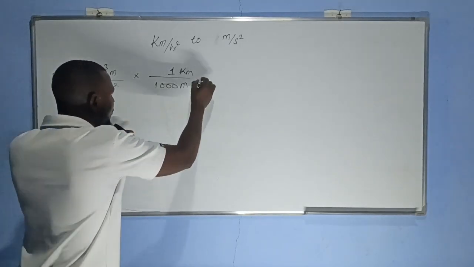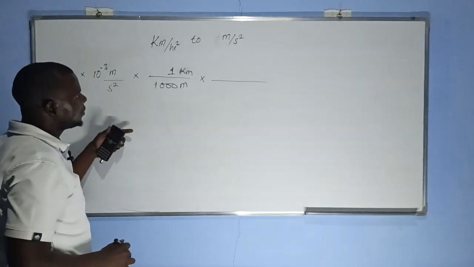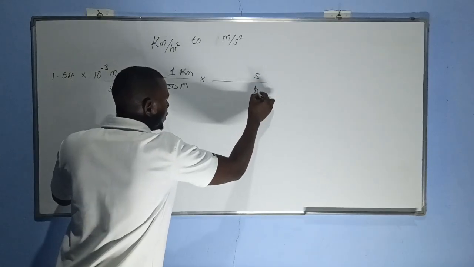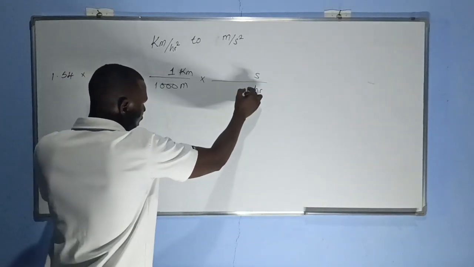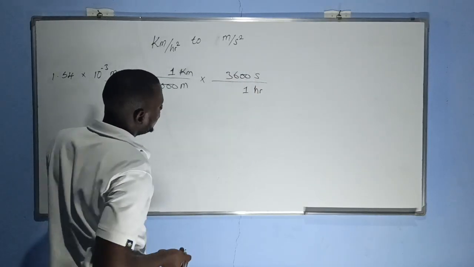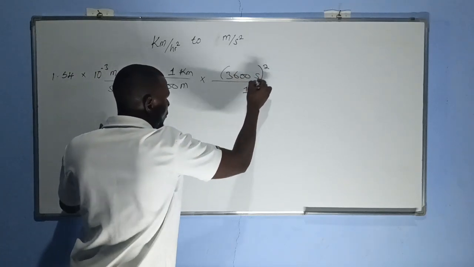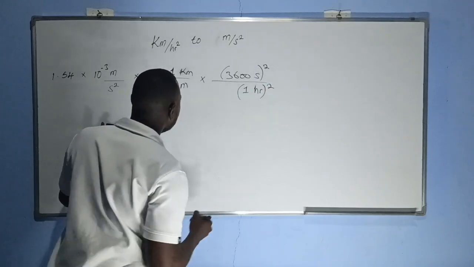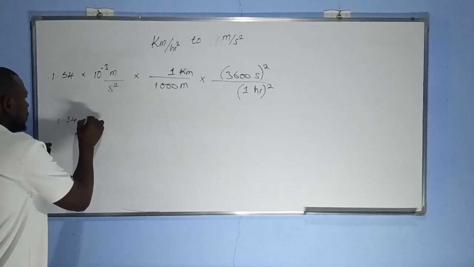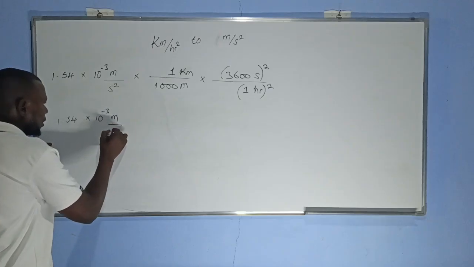On the other hand, we'll say we are now converting from square seconds to square hours. Again, we're going to use seconds and hours. We'll say again 1 hour is equal to 3,600 seconds, like that. In order to get our square seconds, we're going to square the whole thing there. We're also going to square the whole thing here. Getting our new information, we're going to have 1.54 times 10 to minus 3 meters per square second.